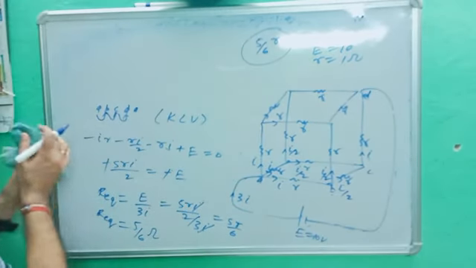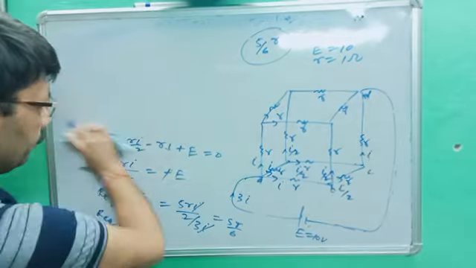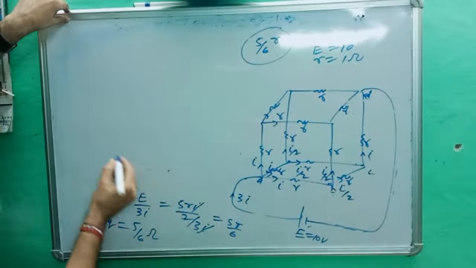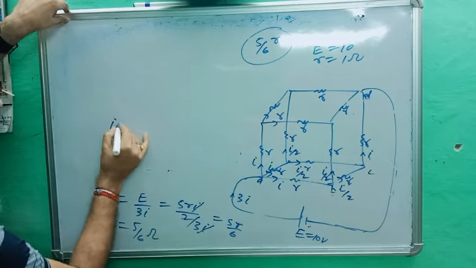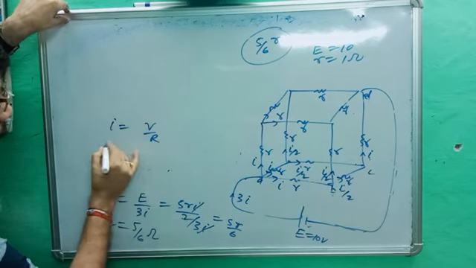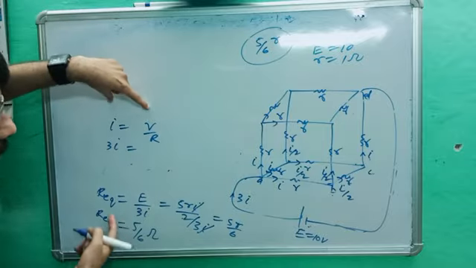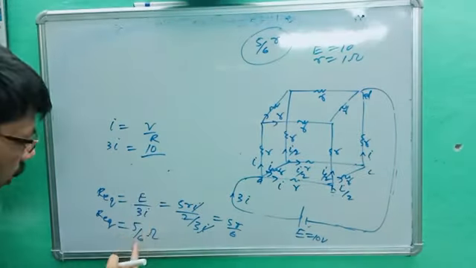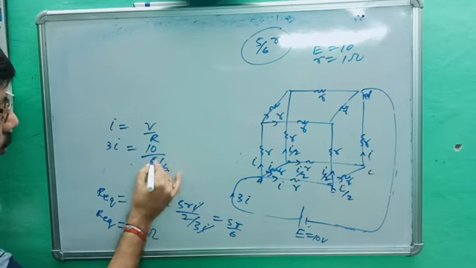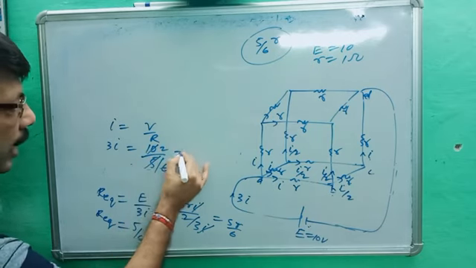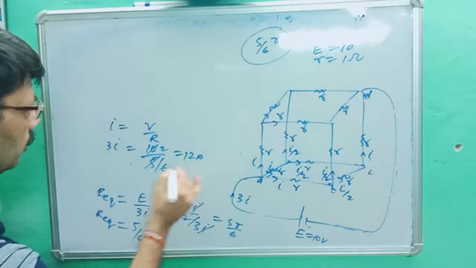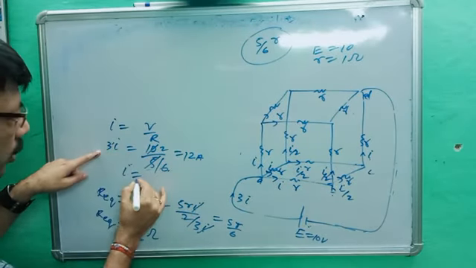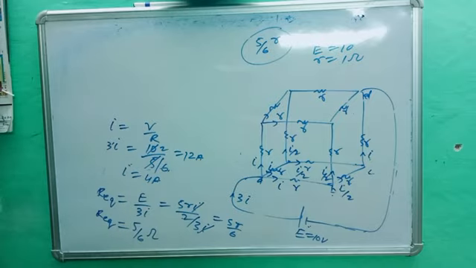Now, our aim is the current. So we can find the total current. So 3I is equal to V upon R, Ohm's law. What is V? Total V is 10. Very easy. 10 upon what, total R? 5 by 6. 6 will go to the other side. It will be 12 ampere. So 3I is equal to 12, so I is equal to 4 ampere. So the total current will be 4 ampere.